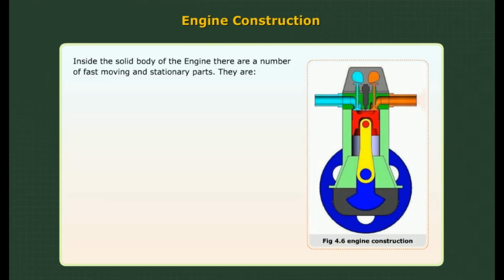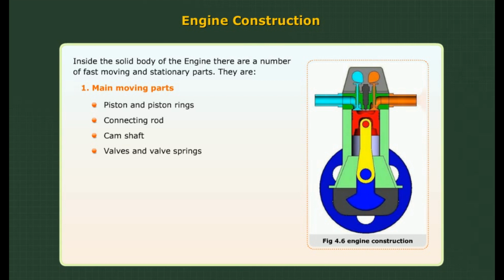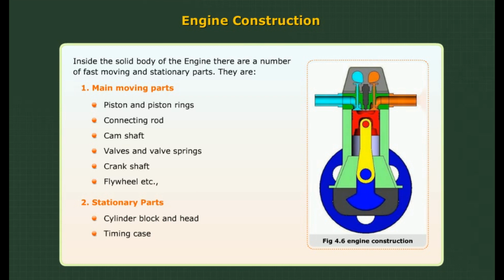Engine construction. Inside the solid body of the engine, there are a number of fast-moving and stationary parts. They are: 1. Main moving parts: piston and piston rings, connecting rod, camshaft, valves and valve springs, crankshaft, flywheel, etc. 2. Stationary parts: cylinder block and head, timing case, fuel injector.